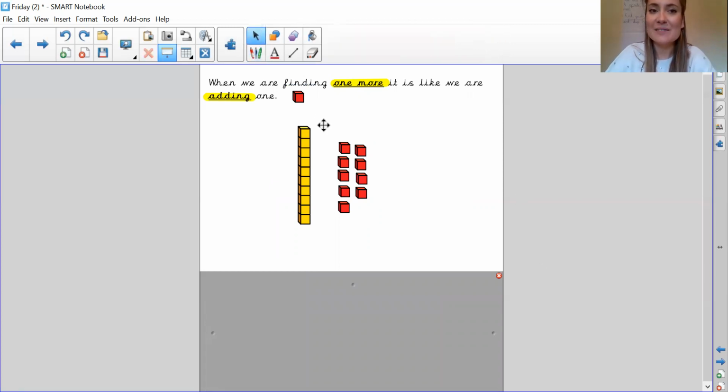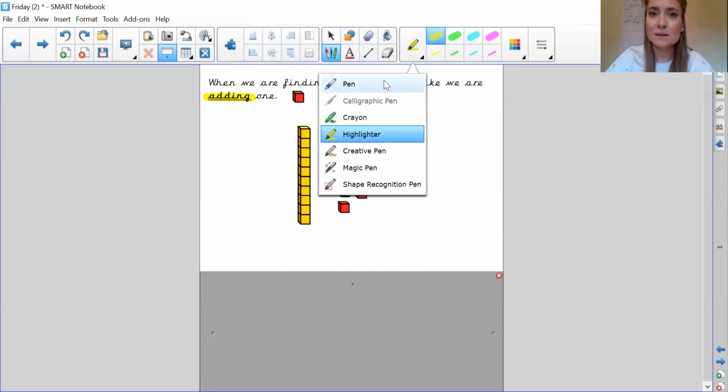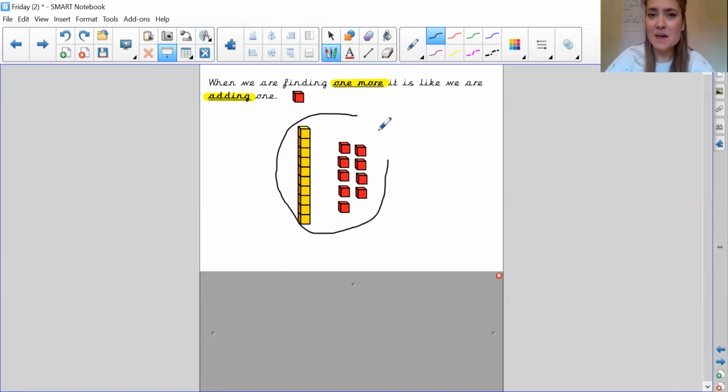So let's have a look. When we are finding one more, it's like we are adding 1, okay? So here, what number have I represented here? So ignore that one up there. Let's see. So in my circle, I'm just going to circle it for you. What number have I represented there? Can you tell me? Pause me if you need a bit longer. Fantastic. I have got 1 10 and 9 1s.